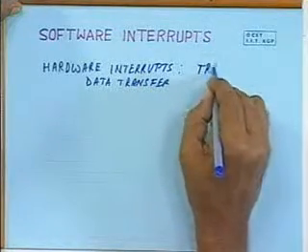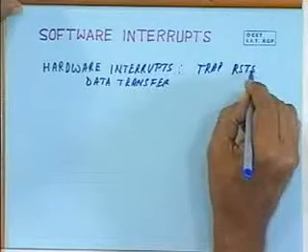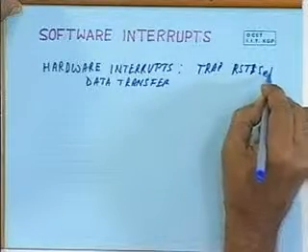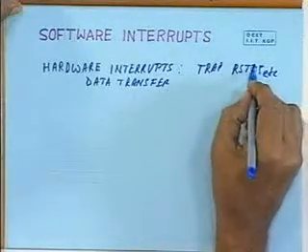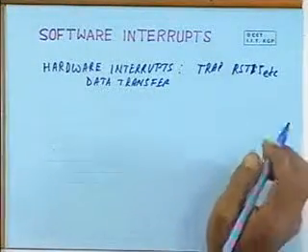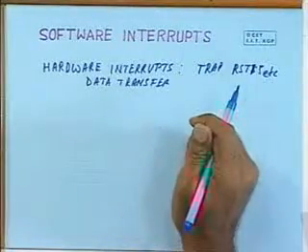And trap, RST 7.5, etc. These are all hardware interrupts and commonly used for interrupt driven data transfer. Now there are another type of interrupts which are known as software interrupts.